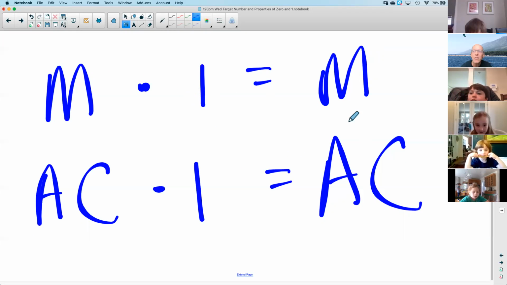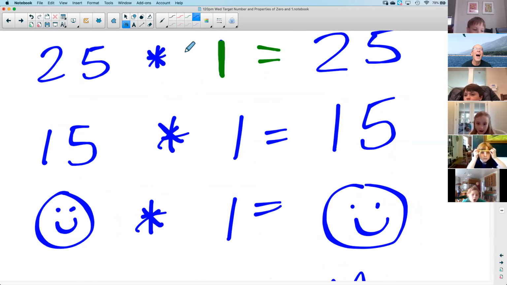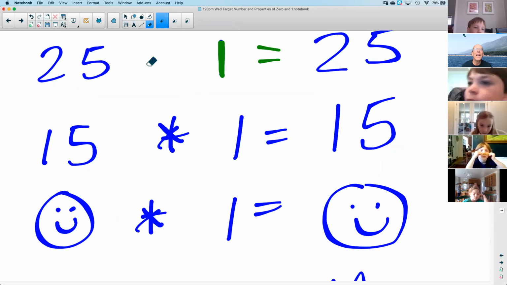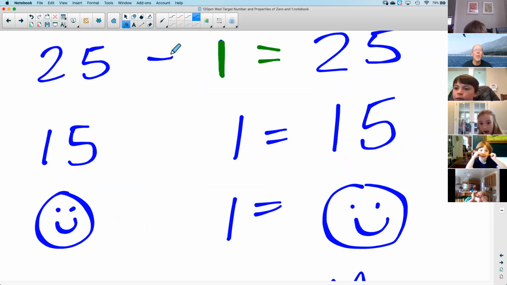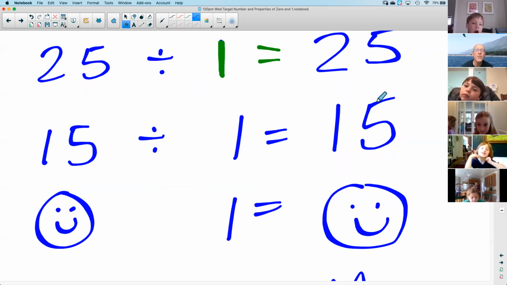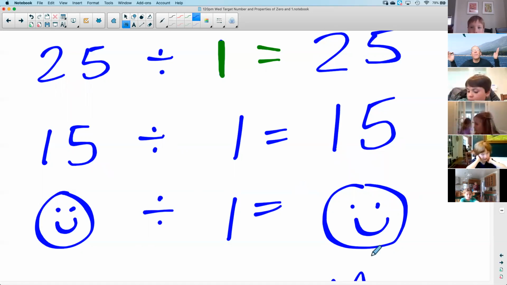Now, you're not going to believe this. But if I take 25 and I change it from multiplication to division, you're not going to believe it, guys. 25 divided by 1 is still 25. If I say 15 cut up into one group, it's 15. If I say smiley face cut them into one group, it's smiley face. So whatever you do, if you multiply by 1 or you divide by 1, it's where you started.